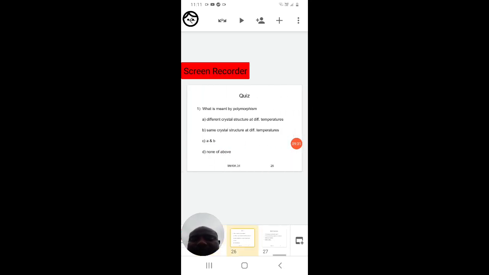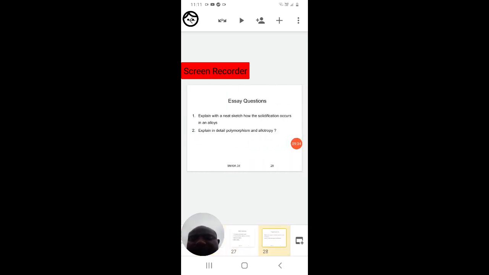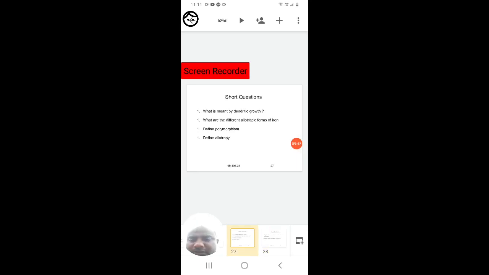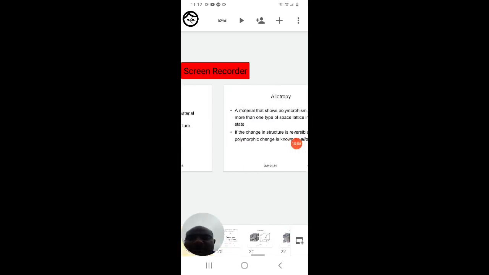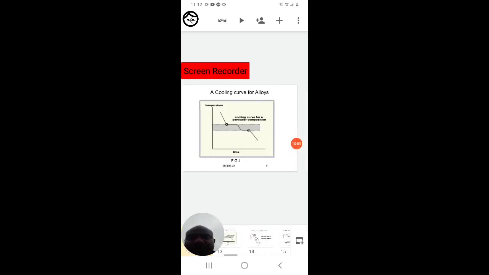Suppose you see the quiz, there are different types of questions. First you will see the essay questions. Explain with a neat sketch how solidification occurs in an alloy. Explain the details of polymorphism and allotropy. Short questions: what is meant by dendritic growth? What are the different allotropic forms of iron? Define polymorphism, define allotropy. What is meant by polymorphism? All of these are seen. Suppose you see the total structure of iron.